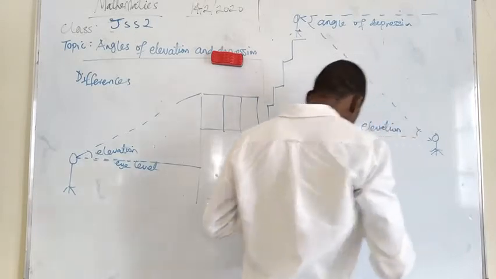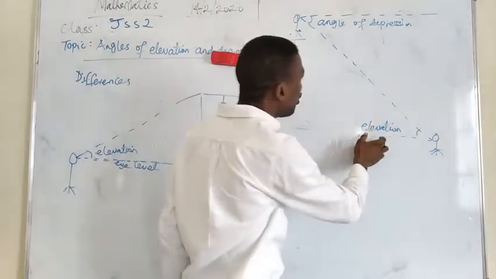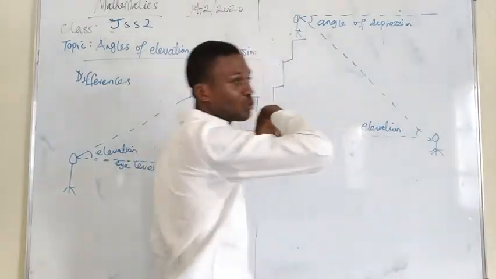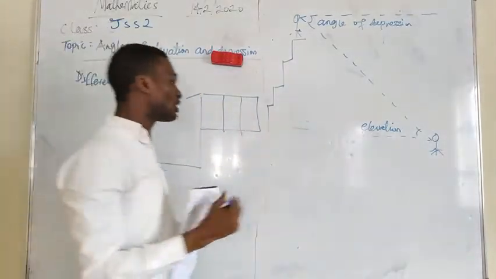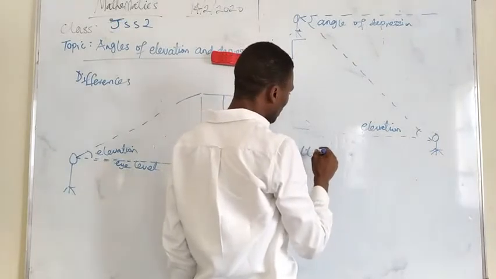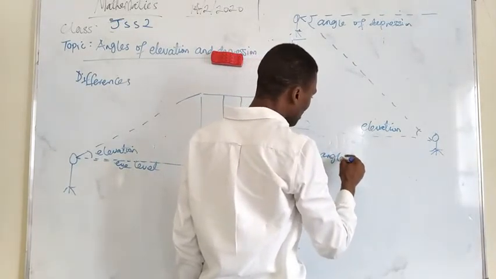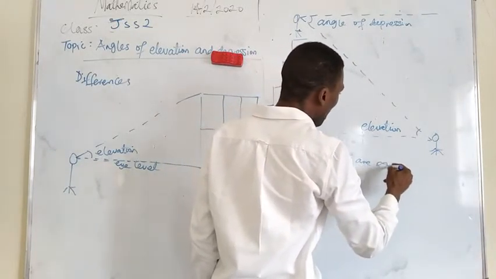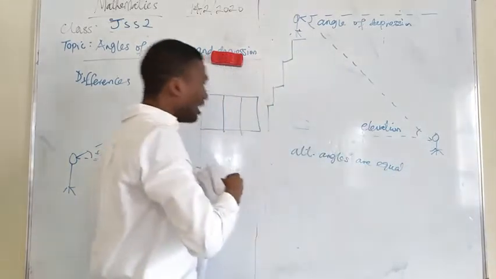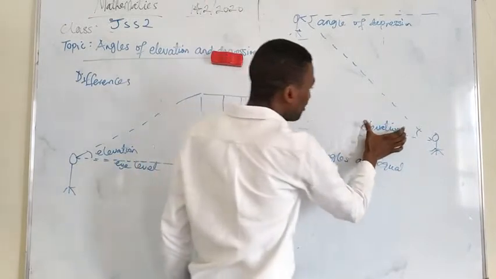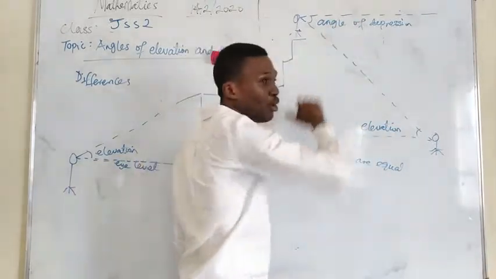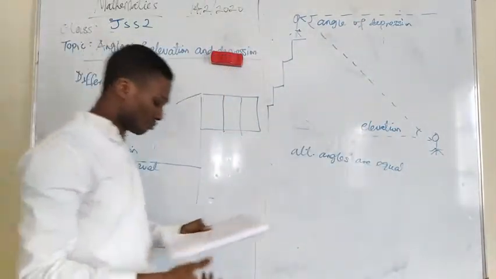It has been proven that the angle of elevation is always equal to the angle of depression, because I told you previously before the holiday that alternate angles are equal. So our angle of elevation is alternate to the angle of depression, and so our angle of elevation is the same as the angle of depression.